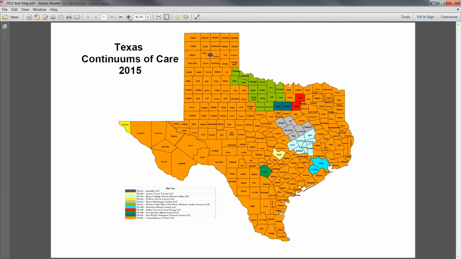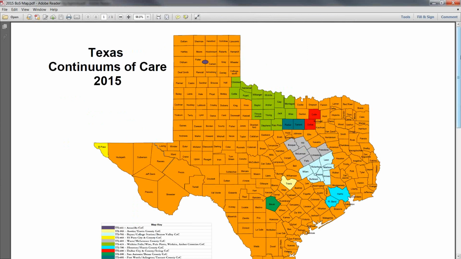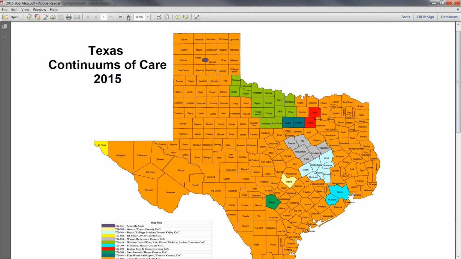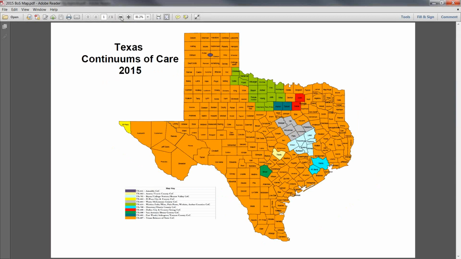I won't spend much time on this because I know most of you have seen this map and the huge orange space that is on it. But I want to tell you a little bit about what this means and the history of the Texas Balance of State. So Mary is correct.